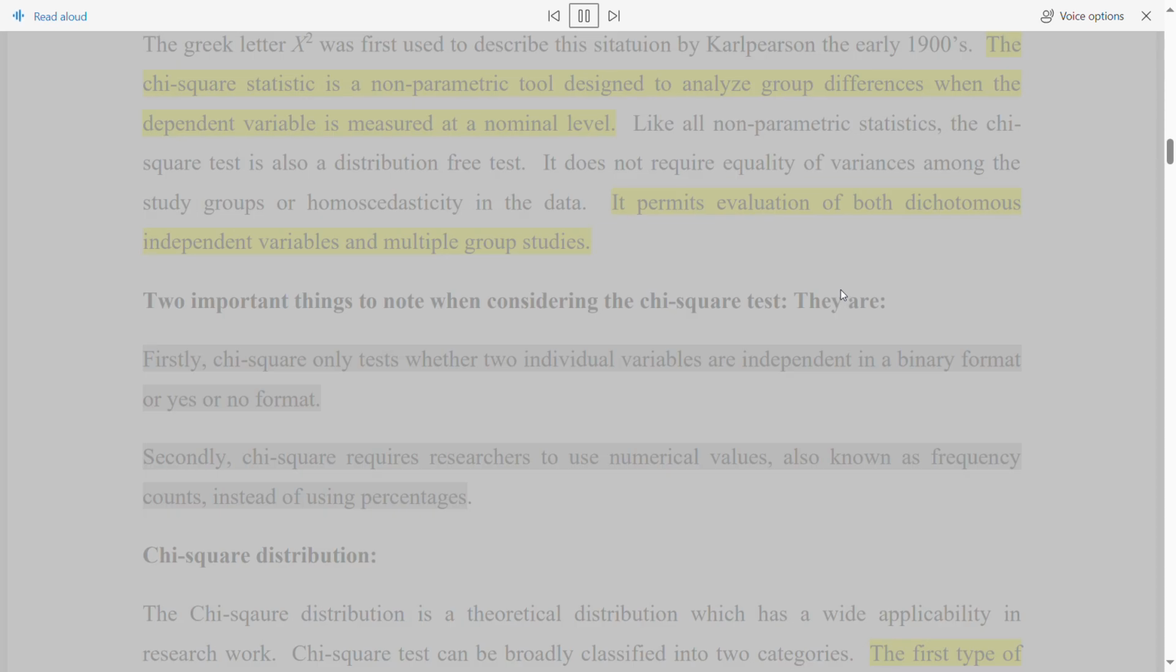The Greek letter χ² was first used to describe this statistic by Karl Pearson in the early 1900s. The Chi-Square statistic is a non-parametric tool designed to analyze group differences when the dependent variable is measured at a nominal level. Like all non-parametric statistics, the Chi-Square test is also a distribution-free test. It does not require equality of variances among the study groups or homoscedasticity in the data. It permits evaluation of both dichotomous independent variables and multiple group studies.